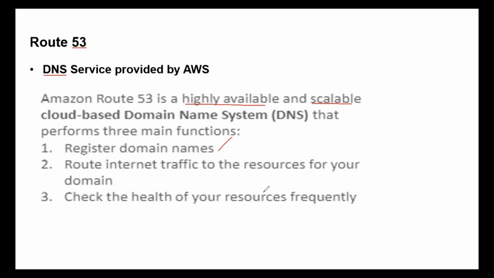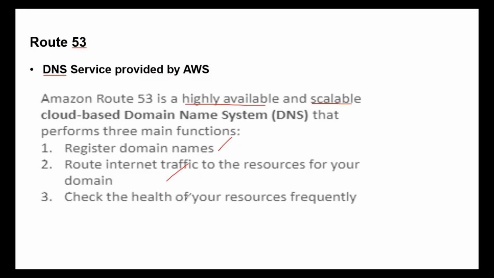Then, if you want to route the traffic for the resources of your domain, that can also be done using the Route 53 service. For example, you have your own website and you have some resources hosted in AWS. Whenever any client hits your website, you want to route that traffic to the AWS application endpoint. How do you configure that routing? That is possible by using the Route 53 service, and that's where we create the hosted zone and record sets.